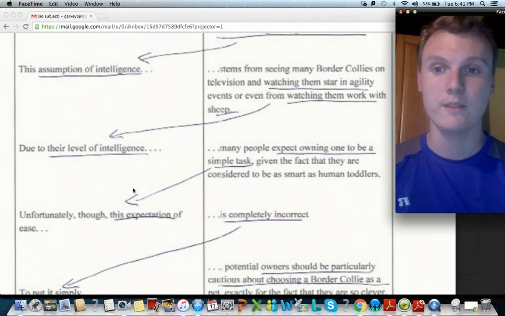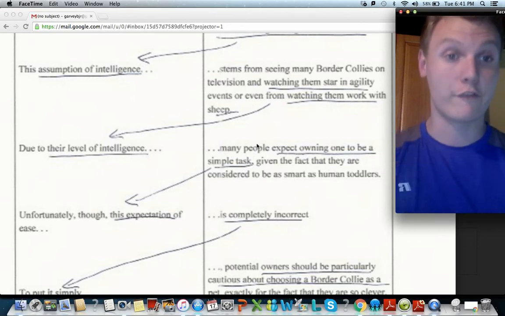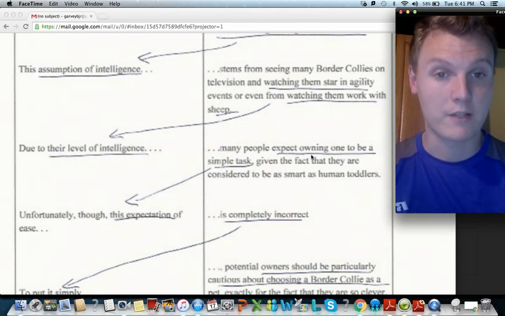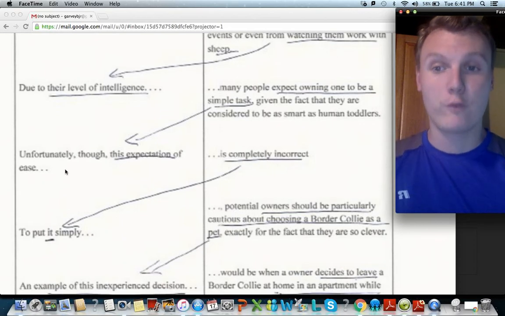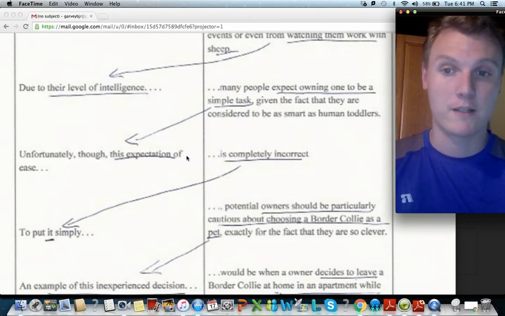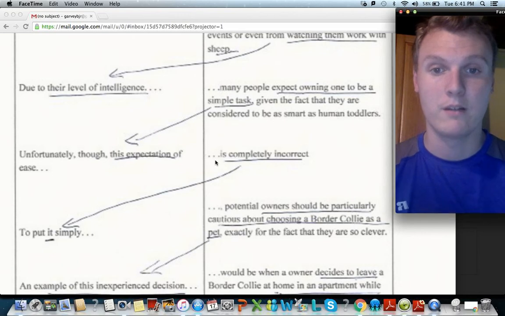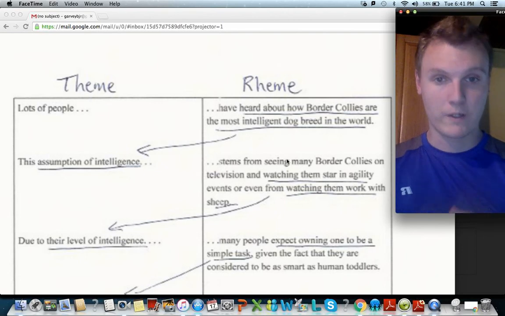Okay. My next sentence I start with, "due to their level of intelligence," right? This is referring back to the rheme of my second sentence. So due to the fact that they're so smart, due to this level of intelligence, here comes the issue. Many people expect owning one to be a simple task, right? People think that because border collies are smart, owning one would be easy. Unfortunately, though, this expectation of ease, you see how this theme, this known information, connects back to the previous rheme, is completely incorrect.